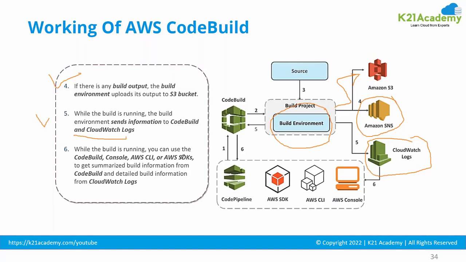As you can see, while the build is running, you can use the CodeBuild console, a CLI or an SDK to get summarized build information from CodeBuild and detailed build information from the CloudWatch Logs, because the CloudWatch Logs will have all the information of all the steps occurring, and if something goes wrong, it'll have all the information on where the problem has occurred. That's how your CodeBuild works. The advantage is that I can use CloudWatch Logs, and I can set up a notification for each of the steps in CodeBuild as well, like we do for CodeCommit.